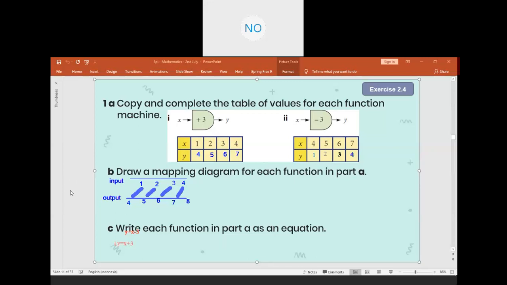1C. Write its function as a part of equation. When we have to write equation, this is the equation for the question 1, correct? Y is equals to x plus 3 because the x we plus it with 3, it will stay as x plus 3 for the first equation. And then for the second equation, because this is minus 3, so it will be y is equals to x minus 3.